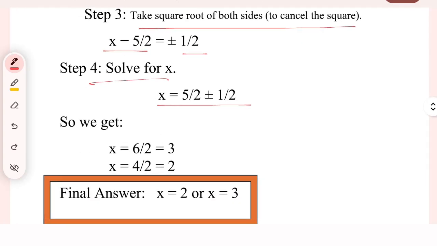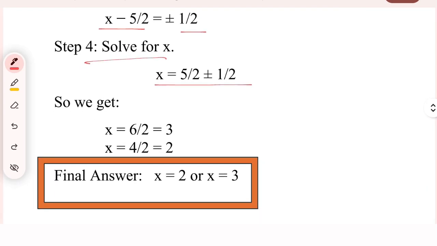So there would be two values of x. The first value would be 5 halves plus 1 half. The second is 5 halves minus 1 half. So 5 halves plus 1 half, the answer would actually be 3 and 2. So if you solve for the values of x here, the first value would carry the positive sign, the second value of x will carry the negative sign. And when you solve for that, it would give you the values of x equal to 3 and x equal to 2. And that would be the final answer.